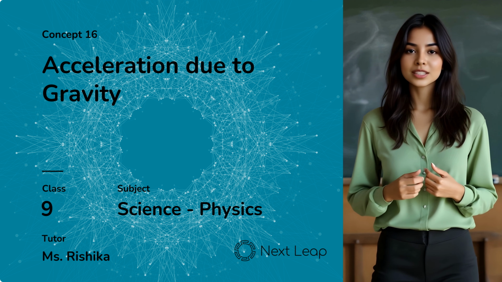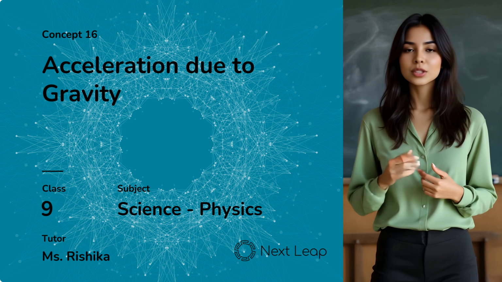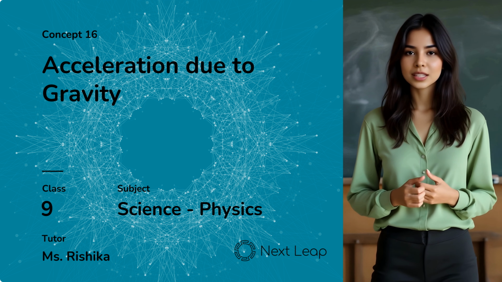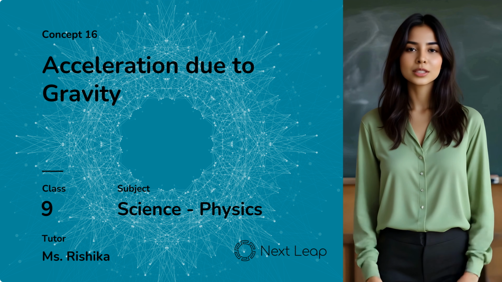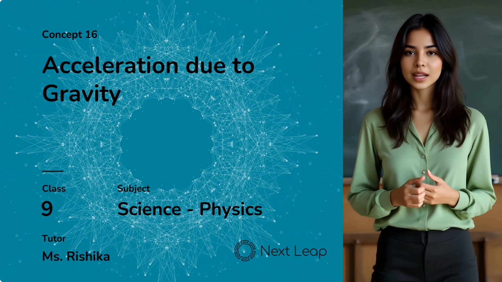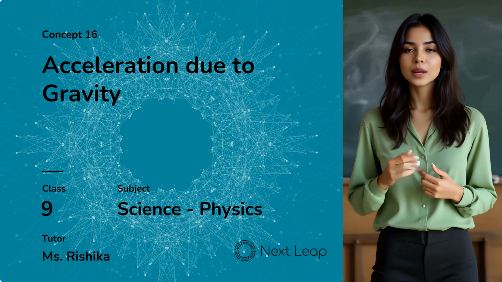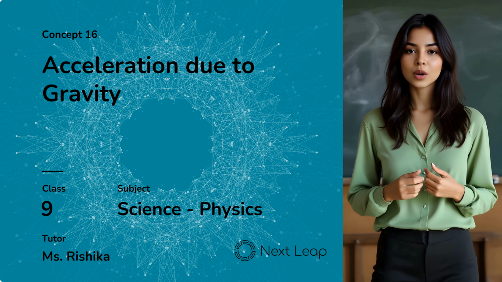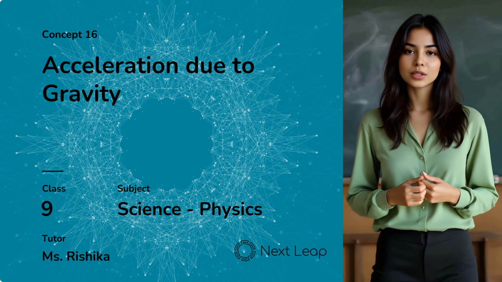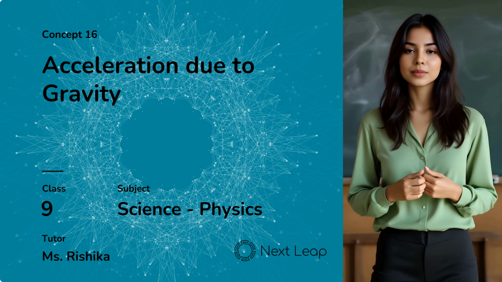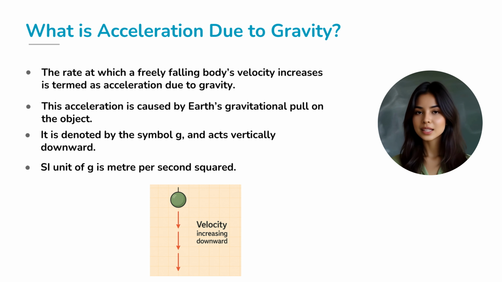This uniform acceleration is caused by the Earth's gravitational pull, and it acts equally on all free-falling bodies. This idea set the stage for our modern concept of acceleration due to gravity, a force that influences every object, from a falling apple to orbiting satellites. Now that we understand Galileo's insight, let's define the term acceleration due to gravity.